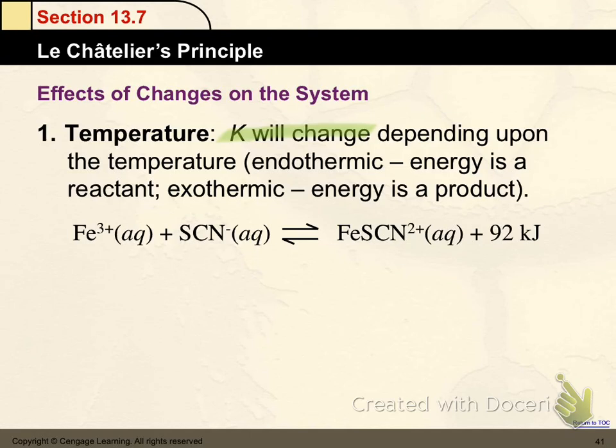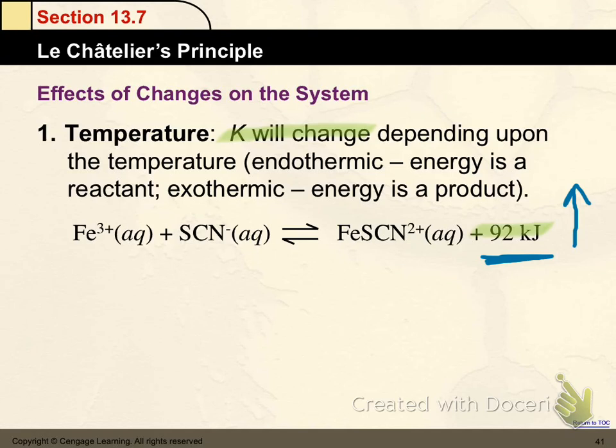If it's endothermic, the energy is a reactant. Exothermic, the energy is a product. So in my example here, I've got energy as a product. And it's right here. So what's going to happen if I change the temperature of this particular system? If I increase my temperature, so if my temperature goes up, well, what would you think would happen? Think about temperature or energy as essentially being a reactant or product. It's not really, but think about it that way.